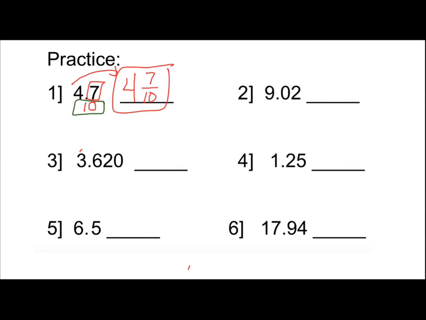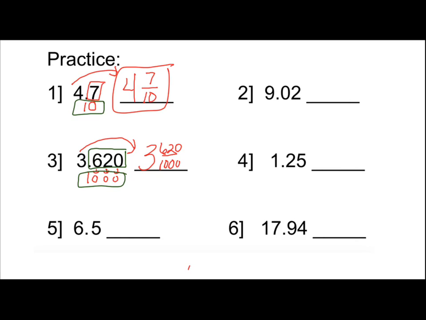For number 3, I'm going to do the same thing. I'm going to bring my whole number of 3 over. I'm going to put a 1 under the decimal point. The 6 gets a 0. The 2 gets a 0. And even this 0 gets a 0. All of this behind the decimal becomes my numerator, 620. All of this underneath becomes my denominator, 1,000.